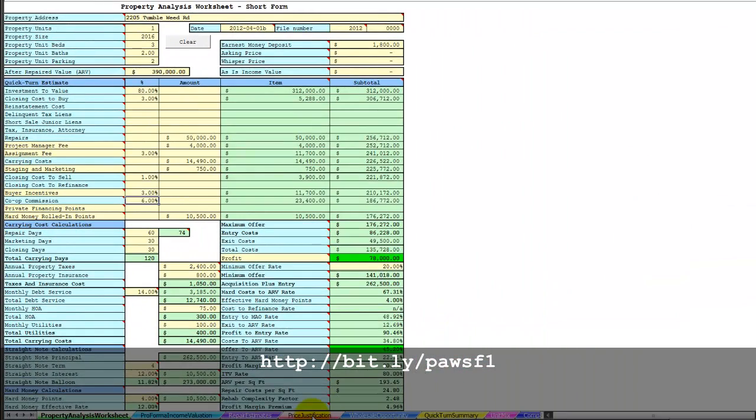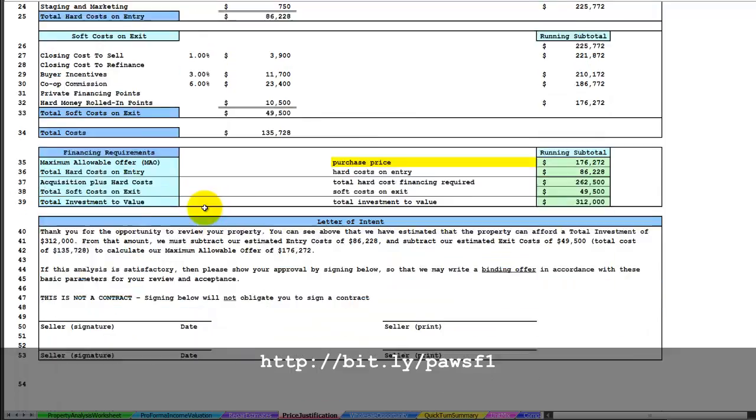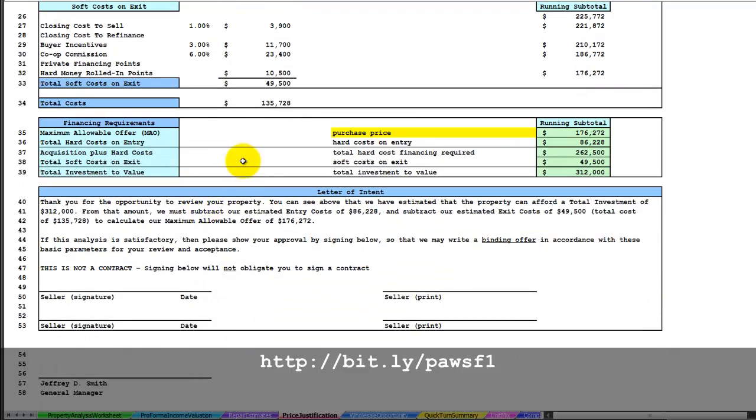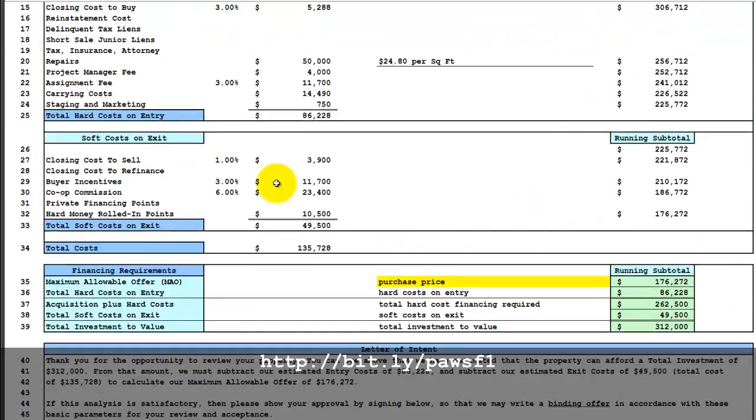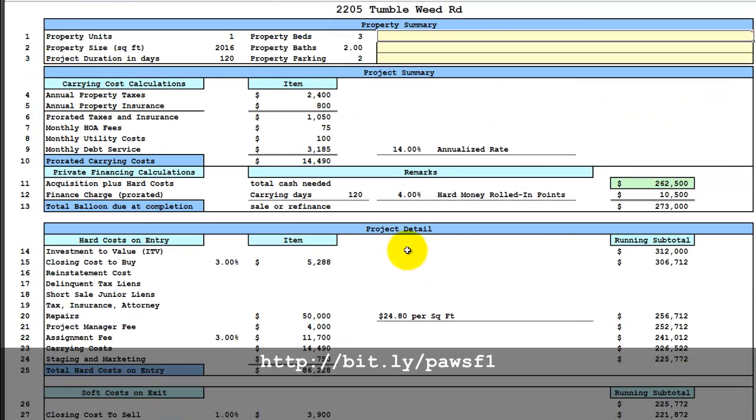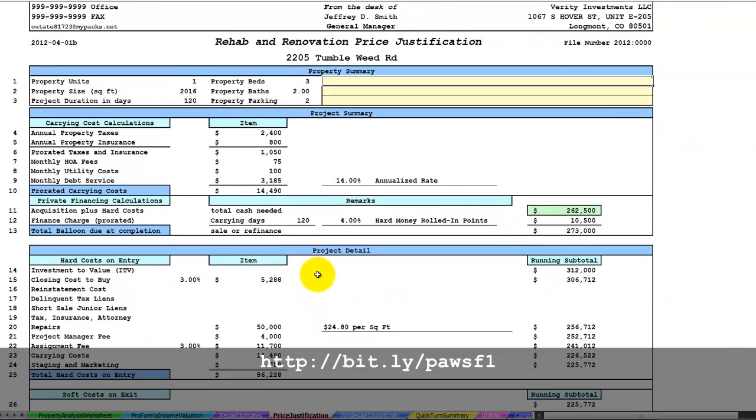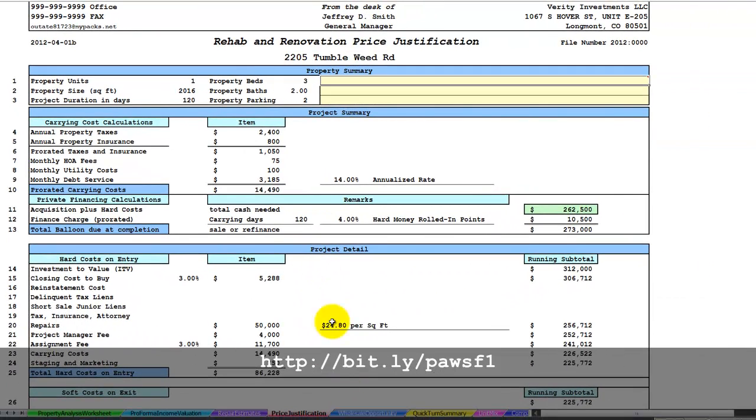Now I went through the calculations and I created worksheets for the price justification. This is what I would give to my buyer's broker, or I would give to the seller to show the justification for my price. There's nothing in here that indicates what I think the ARV is, and therefore what my anticipated profit margin is.